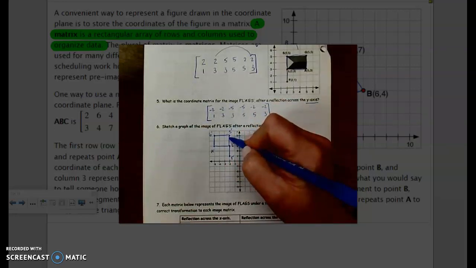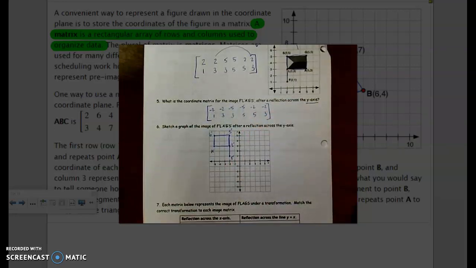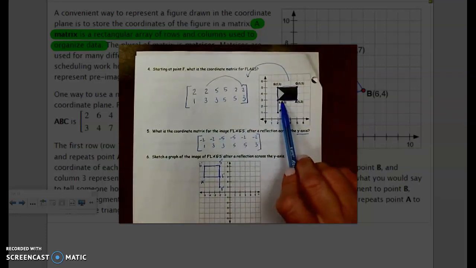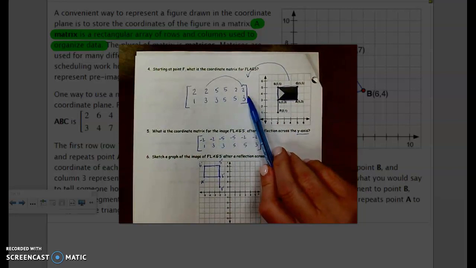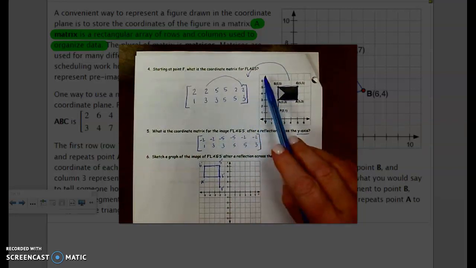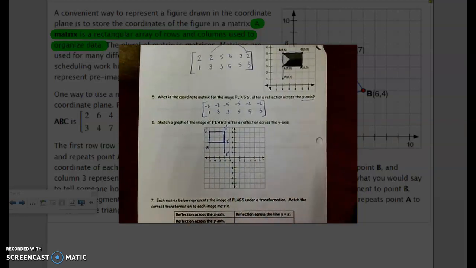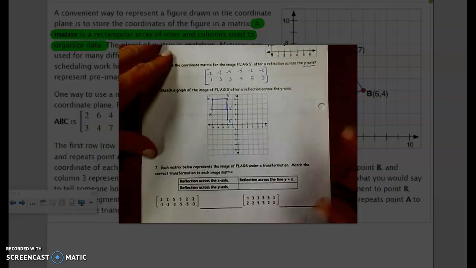And if you were doing this for an assignment, of course use a straight edge, but just for the sake of time, I just drew those. So this is our original flag flipped over, or reflected is the correct terminology, across the y-axis to create our image. Okay, so let's look at number 7.